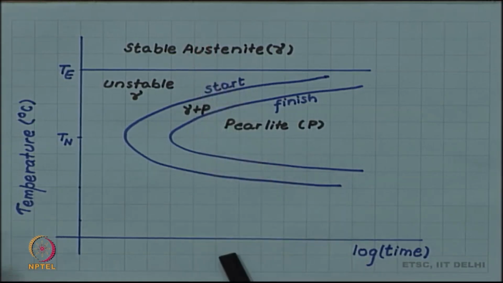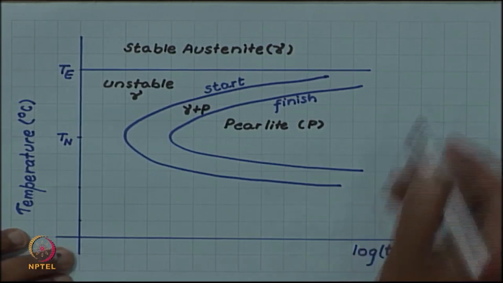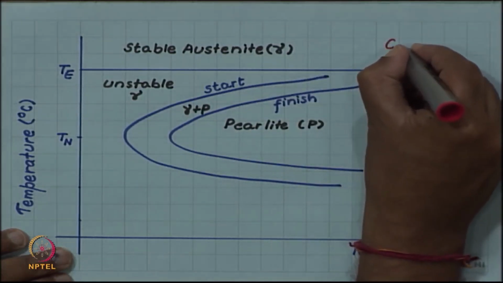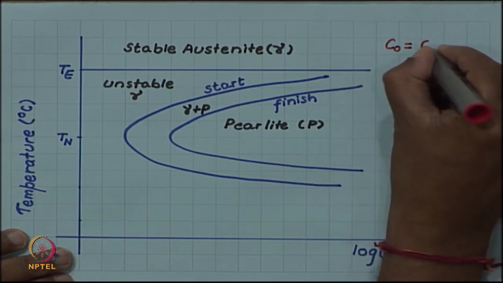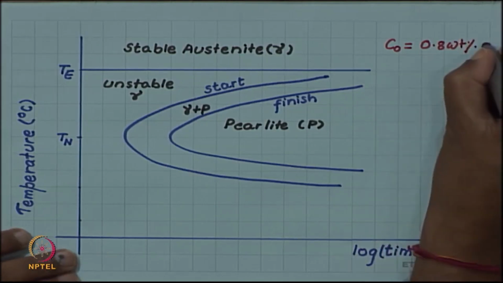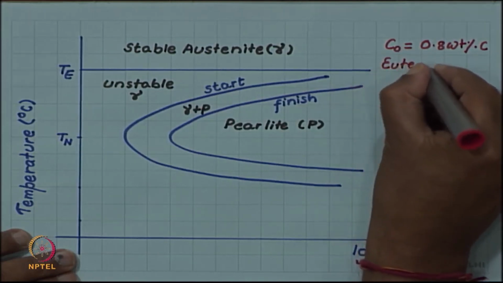We have then advantage over phase diagram that we have the time axis. In the phase diagram, the time axis is not there, but the price which we pay for having the time axis is that we have lost the composition axis. So, this whole diagram is drawn only for one particular composition. In this case we have drawn this for the eutectoid composition, that is C naught, the carbon concentration is 0.8 weight % carbon. And this is what we call the eutectoid steel.